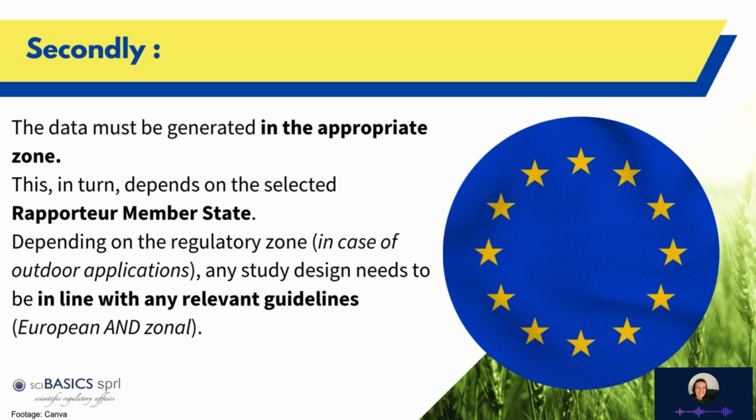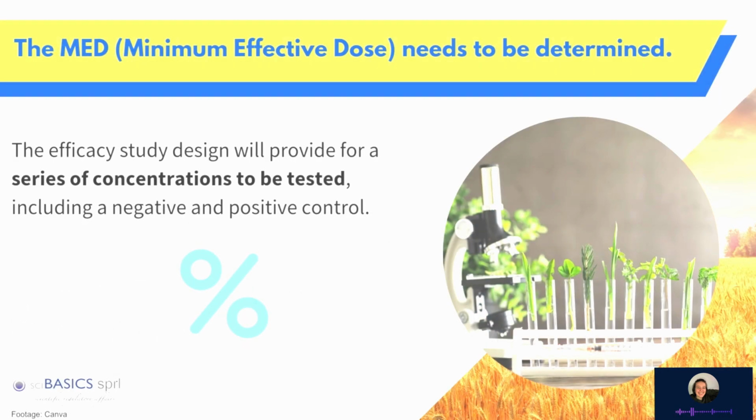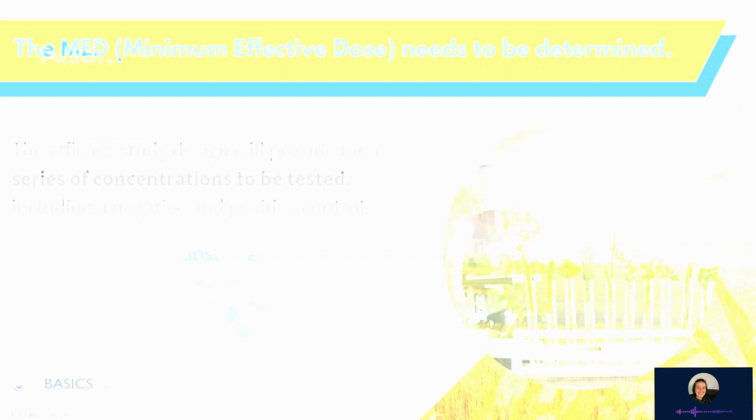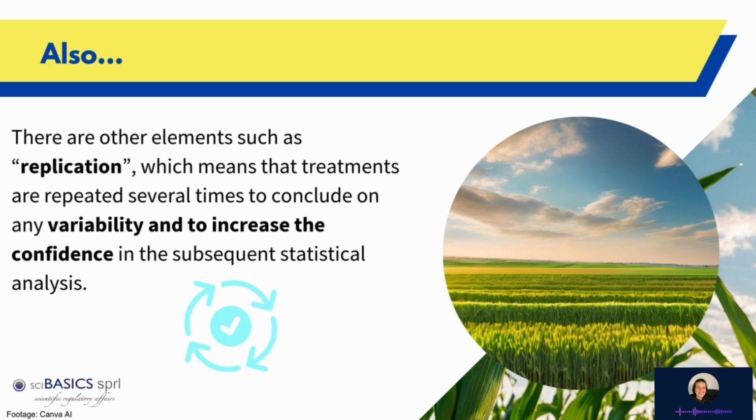Thirdly, the pest, disease, or weed pressure needs to be sufficiently important to have a meaningful efficacy trial. Then, the MED, minimum effective dose, needs to be determined. To do so, the efficacy study design will provide for a series of concentrations to be tested, including a negative and a positive control. There are other elements such as replication, which means that treatments are repeated several times to conclude on any variability and to increase the confidence in the subsequent statistical analysis.